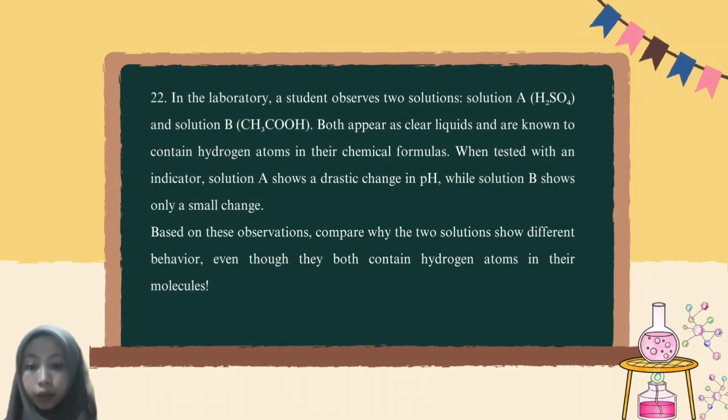Next, question number 22. In the laboratory, a student observed two solutions: solution A, H2SO4, and solution B, CH3COOH. Both appear as clear liquids and are known to contain hydrogen atoms in their chemical formulas. When tested with an indicator, solution A showed a drastic change in pH, while solution B showed only a small change. Based on the test observation, compare why the two solutions show different behavior, even though they both contain hydrogen atoms in their molecules.